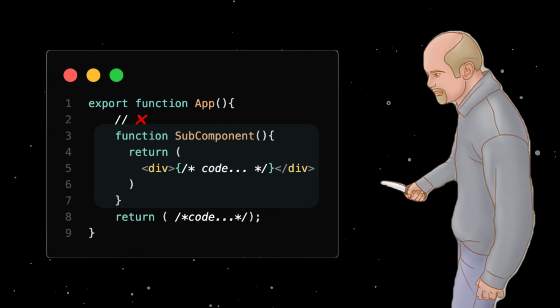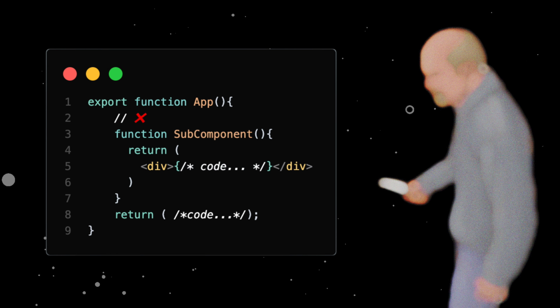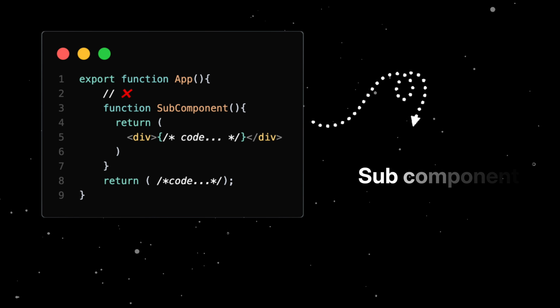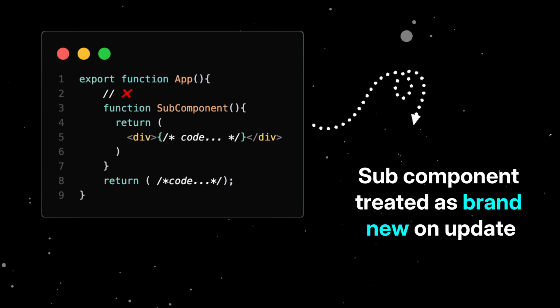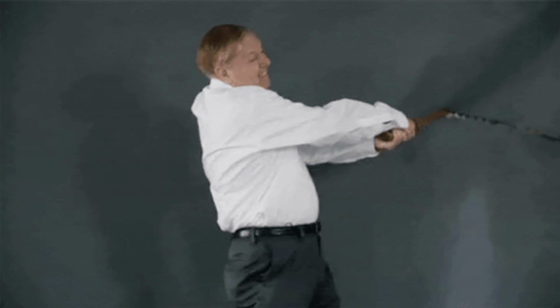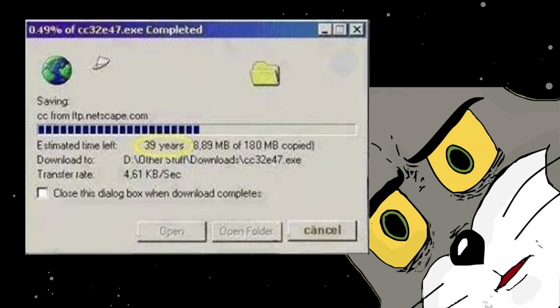Before moving on, there is one common mistake that can silently kill your application's performance. Never declare a component inside another component. Doing this forces React to treat the inner component as brand new on every single update. This destroys any chance of caching or optimization, leading to potential performance issues.